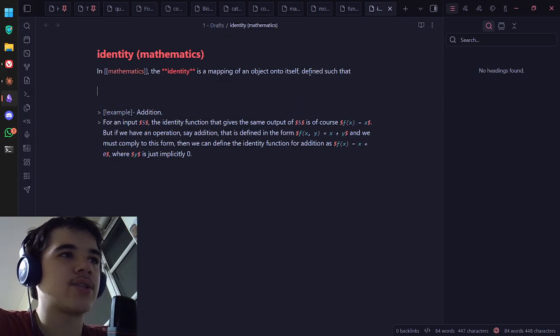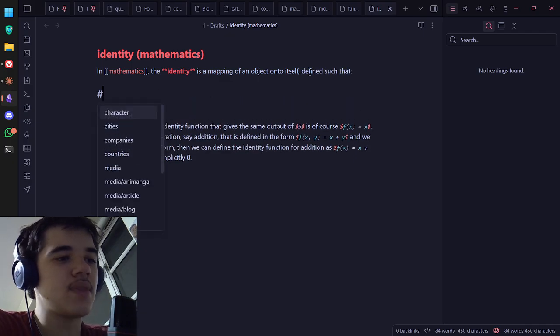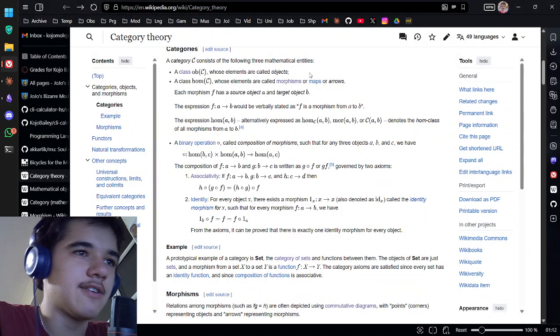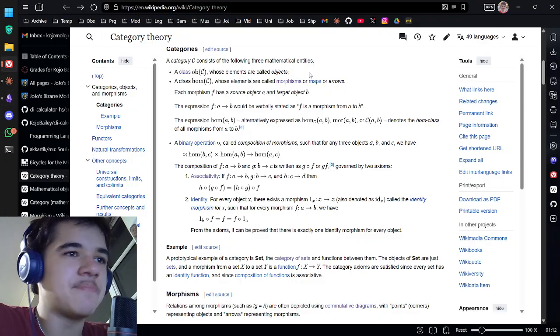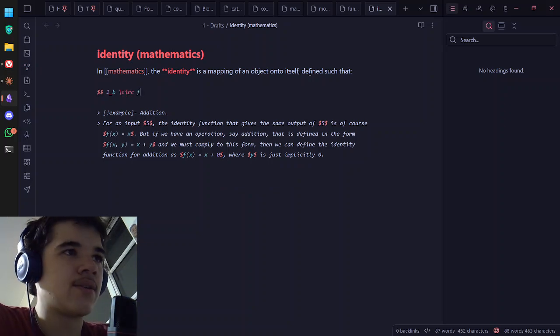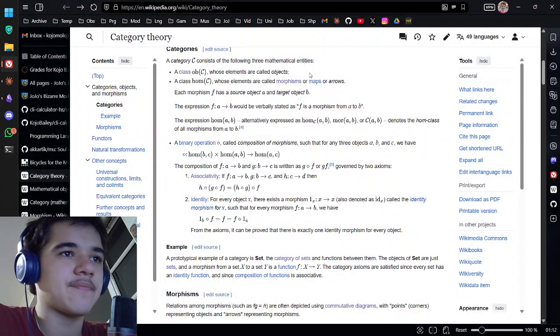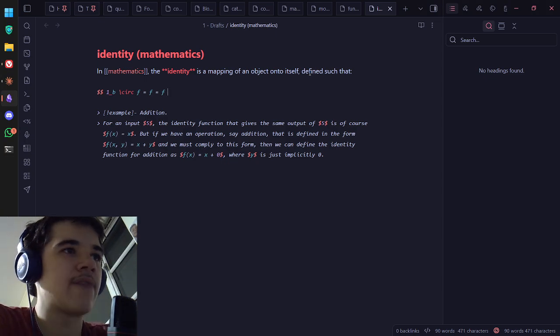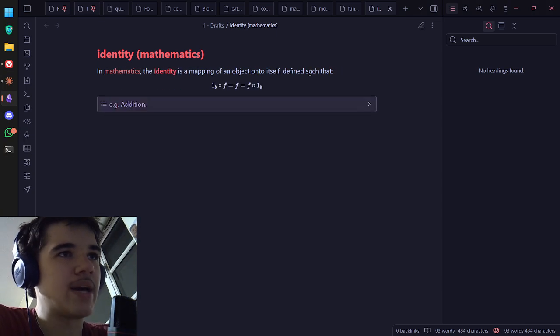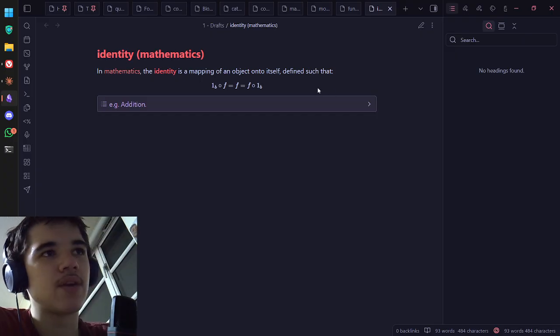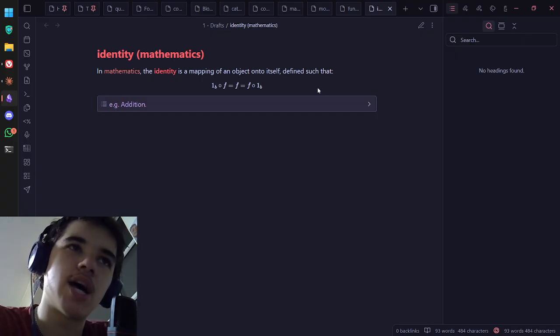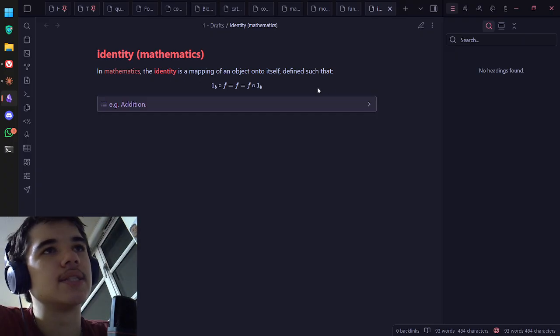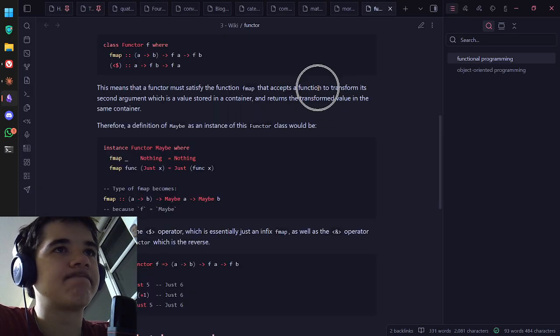So, defined such that. I love this, "define such that" followed by an equation. So one sub b applied to f is just f, which is f applied to one sub b. It goes both ways. It is associative as well, or it is commutative. Commutative. Yeah, ain't that cool?